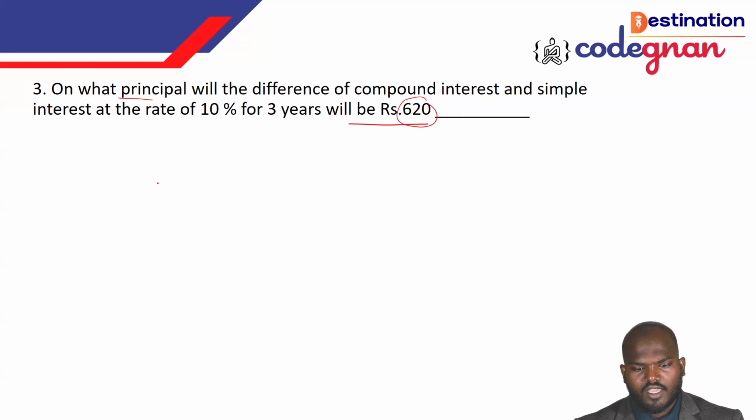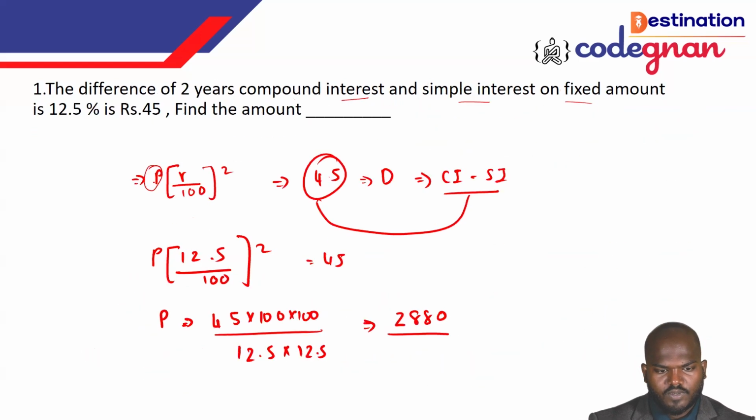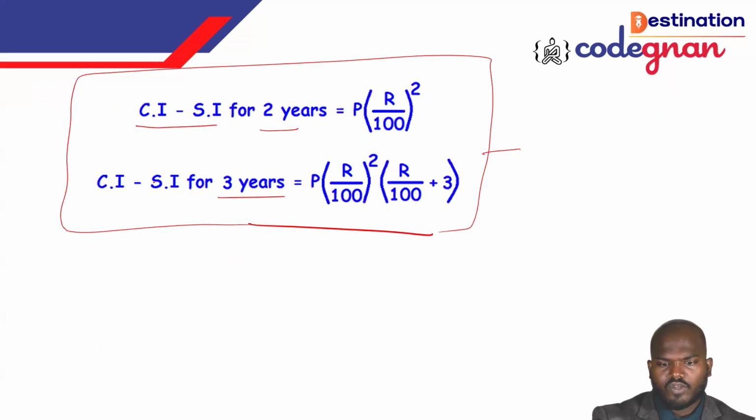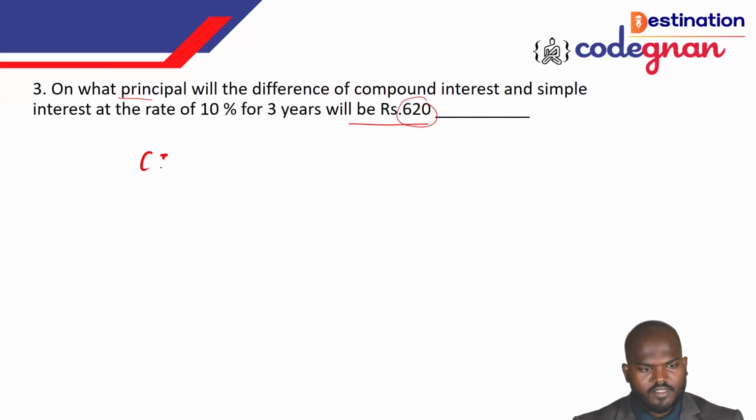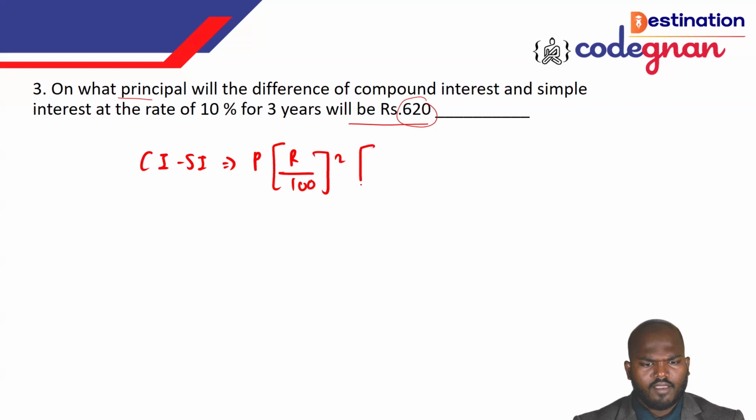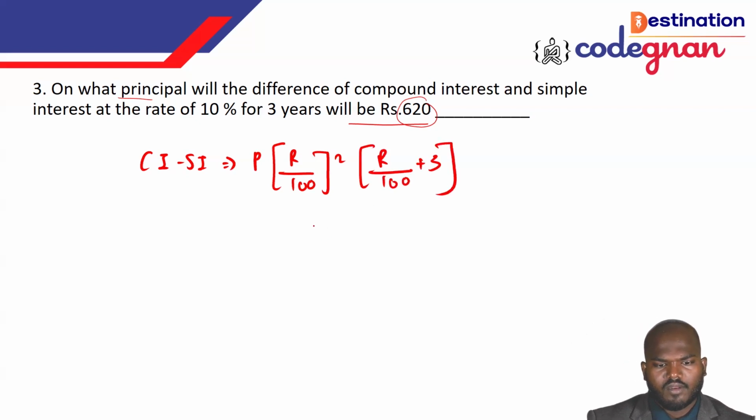But we don't have any idea with respect to this topic. Okay. So do you have any formula with respect to 3 years here? Yes, we have it. That is the formula for the difference between them: P times (R over 100) whole square times (R by 100 plus 3). Okay. We can write it up. CI minus SI is equal to P times (R over 100) whole square times (R by 100 plus 3). Okay. So that is the way we can write it.